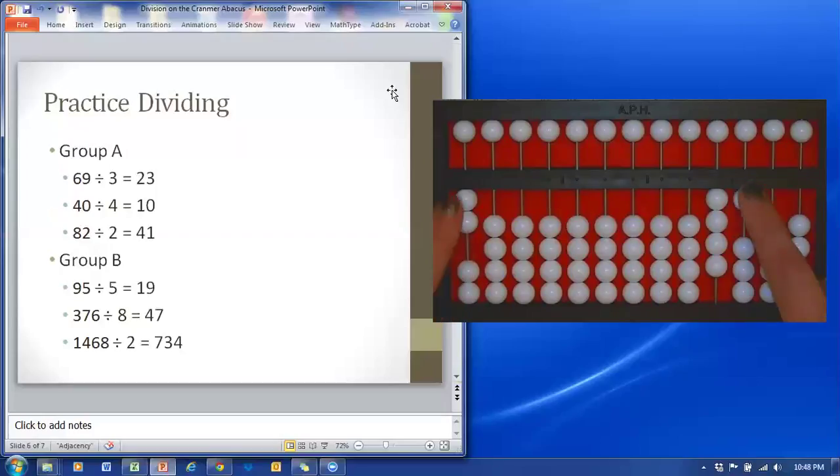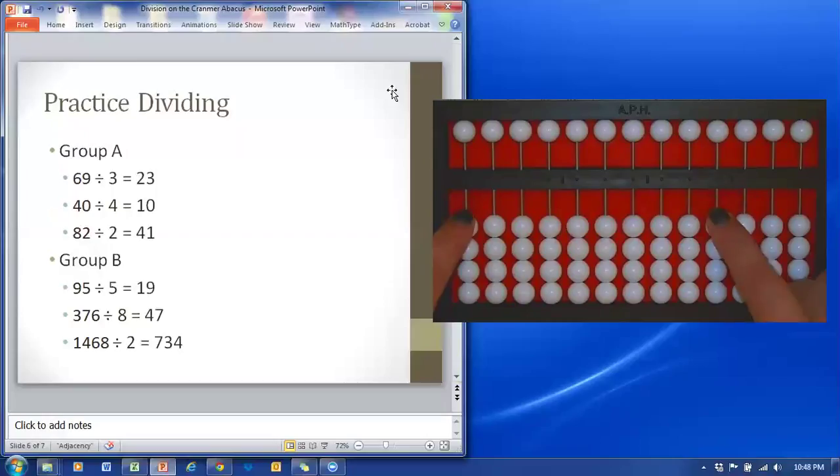Okay, let's look at group B. 95 divided by 5. I'll set my 9 tens and 5 ones.